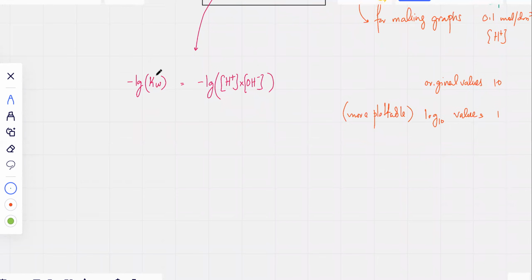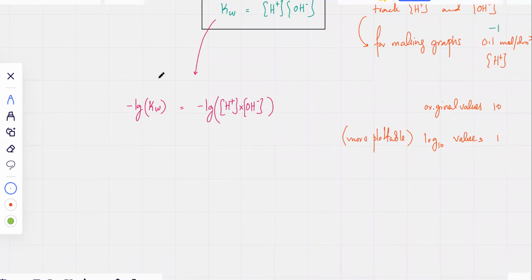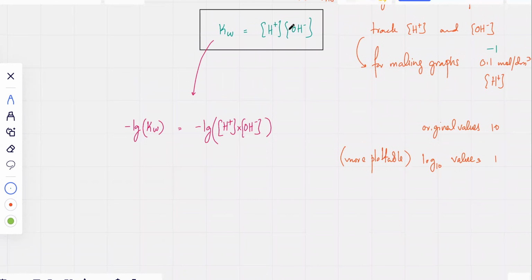So coming to this expression, I've just taken the log of this thing. Does anyone know what happens if two things are getting multiplied and I'm taking a log? How can I write that?